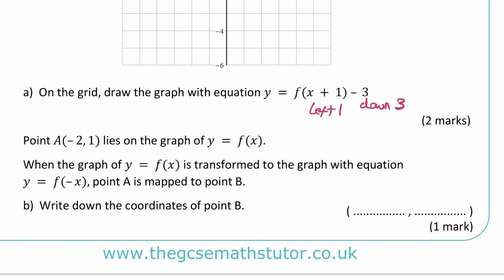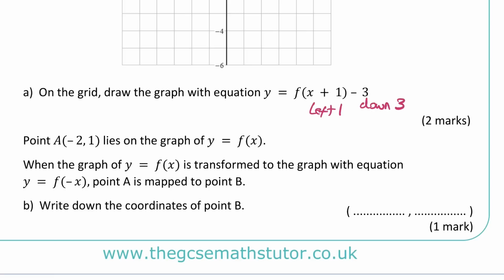Part B here, we've got point A is -2 and 1. It lies on this graph. When the graph of y equals f of x is transformed to the graph with equation y equals f of minus x, point A is mapped to point B. Write down the coordinates of point B.